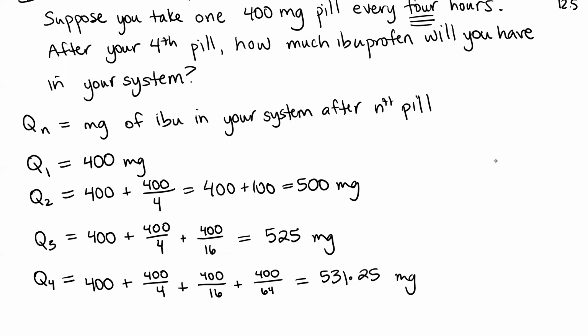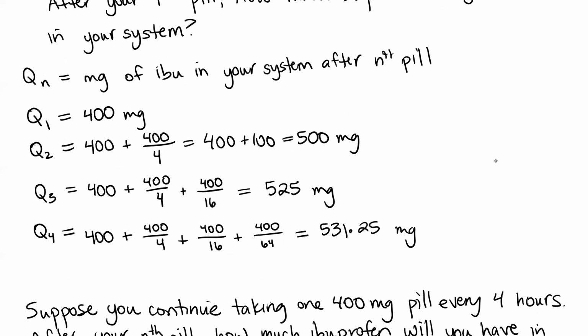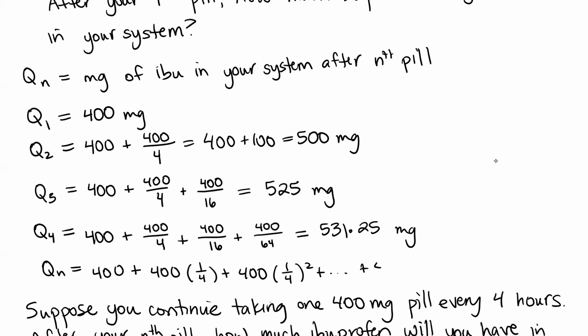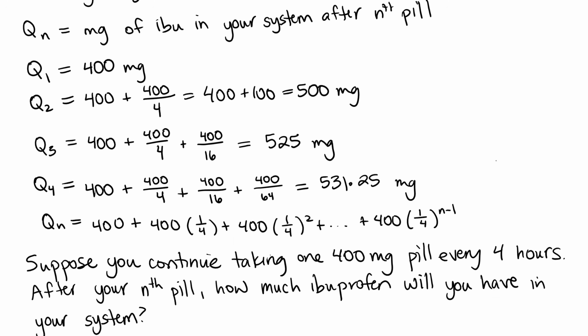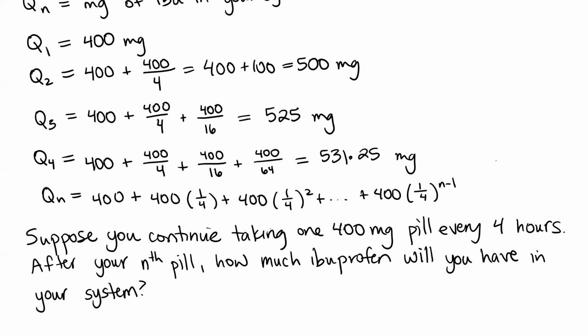Okay, so in general, we can see that our rule here is Qn is equal to 400 plus 400 times 1/4 plus 400 times 1/4 squared plus, and then we get all the way up to 400 times 1/4 to the n-1. Okay, so this is our rule for calculating Qn.